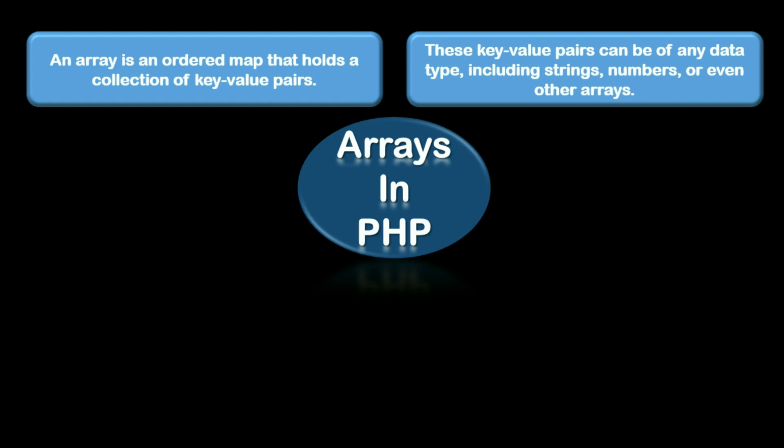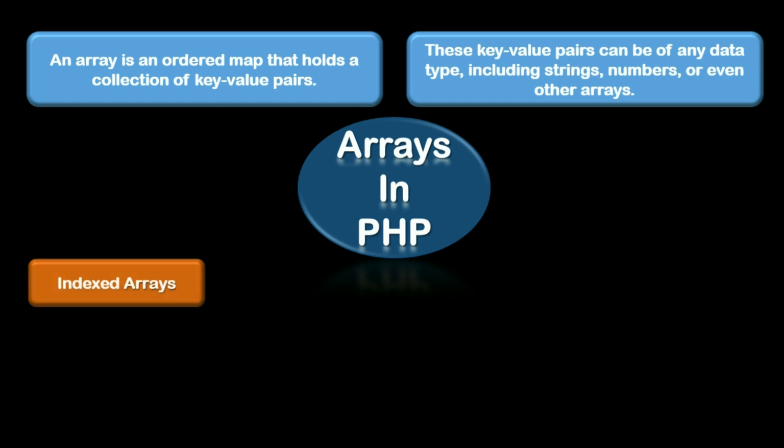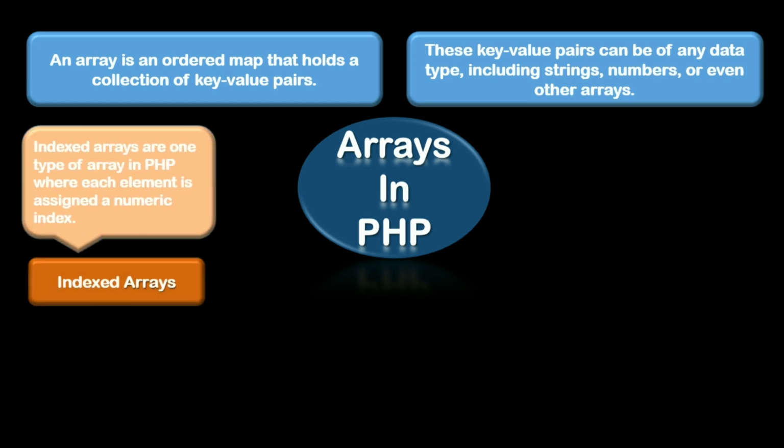In PHP, we can talk about 3 types of arrays. The first one is indexed arrays. Indexed arrays are one type of array in PHP, where each element is assigned a numeric index. These indices start from 0 for the first element, 1 for the second element, and so on. Indexed arrays are sometimes referred to as numeric arrays because their indices are integers.